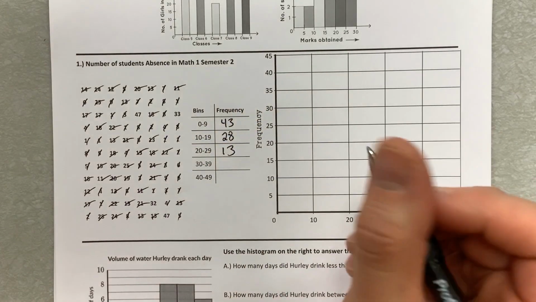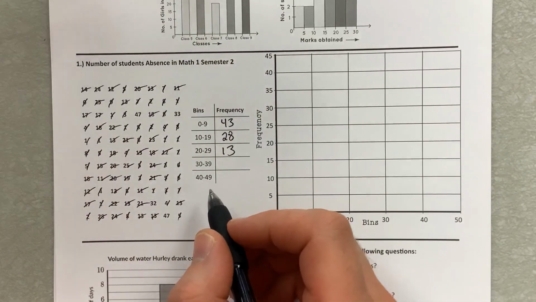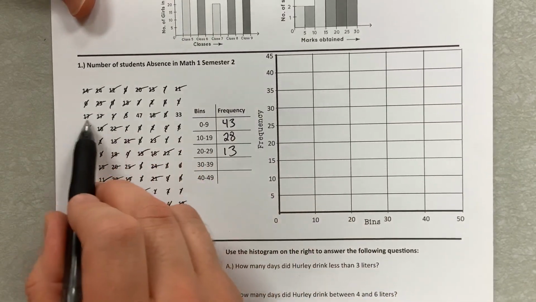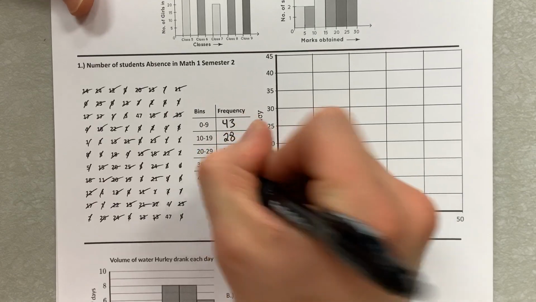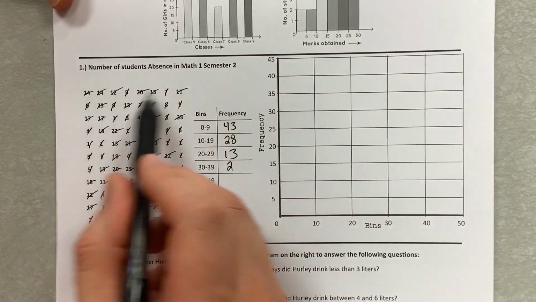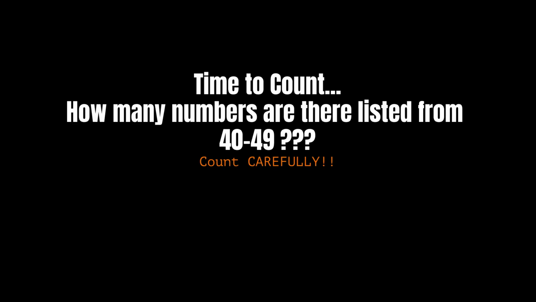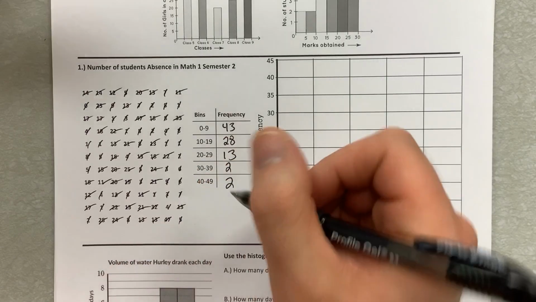13 in that bin. And now for 30 to 39, there were 2. And then from 40 to 49, my last bin. And again, look at, I'm going very methodical, so don't miss any numbers. 2. So there we go.